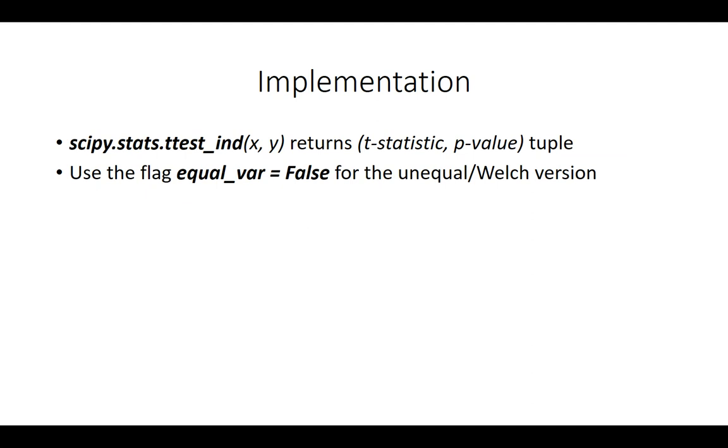And as implementation goes, again, that's the function we use. What you get as a result is a t-statistic and a p-value. Now, I don't think that the t-statistic is very informative unless you are a statistician. So most of the time, we just ignore the first argument, and we just look at the p-value. And if you want to use the unequal or Welch version, I encourage you to use the equal_var=False argument, which will use this version and drop this assumption.